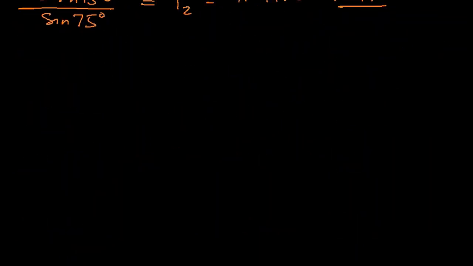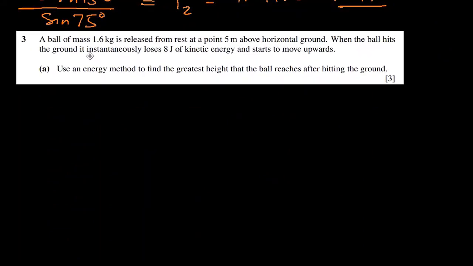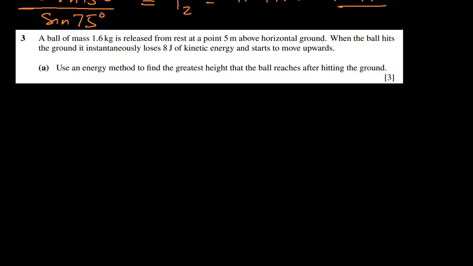Alrighty, next question. A ball of mass 1.6 kg is released from rest at a point 5 meters above ground. So this is the ball and the height is 5 meters. The mass is 1.6 kg for the ball. When the ball hits the ground, it instantaneously loses 8 joules of kinetic energy.